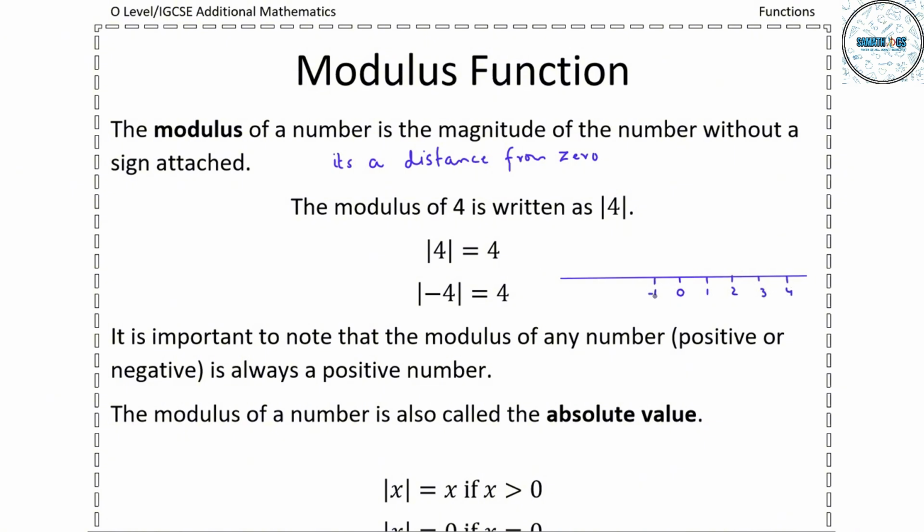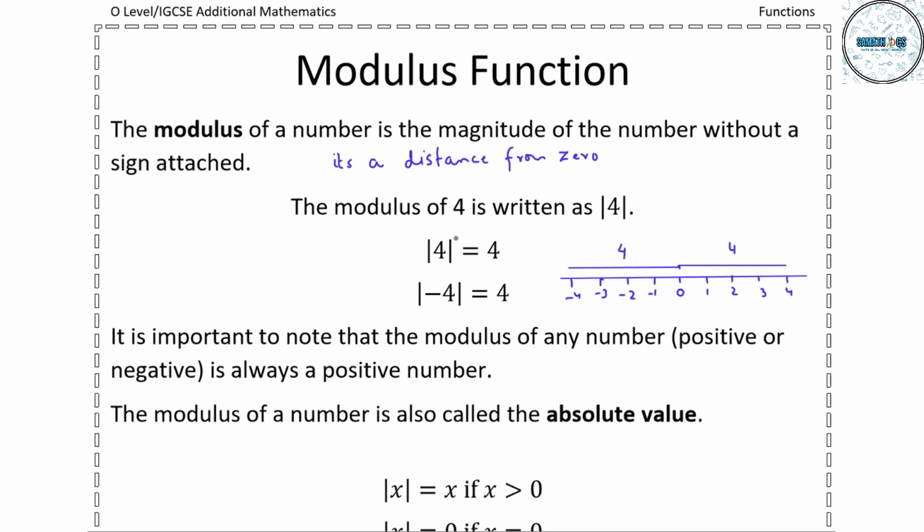On this side, there are negative numbers: -1, -2, -3, and -4. The distance from 0 is 4 on both sides. Here it is 4, and the same is the case on this side. The distance from 0 to 4 is 4.